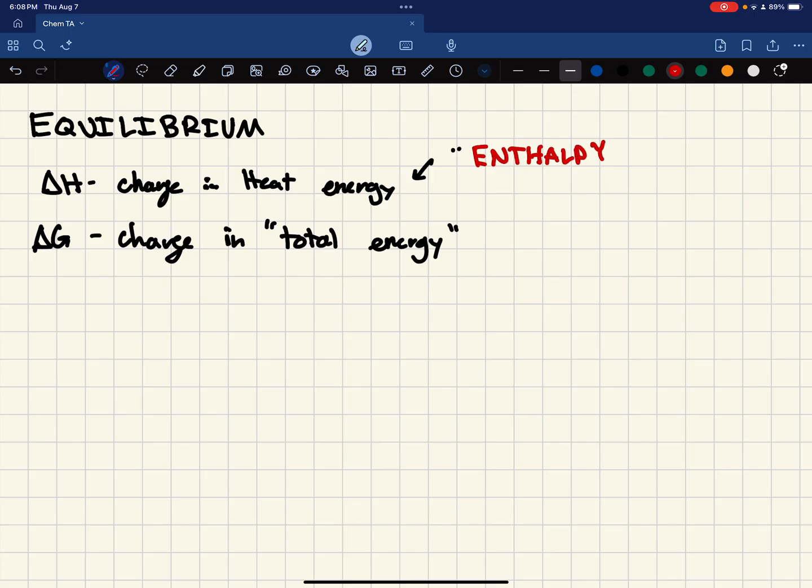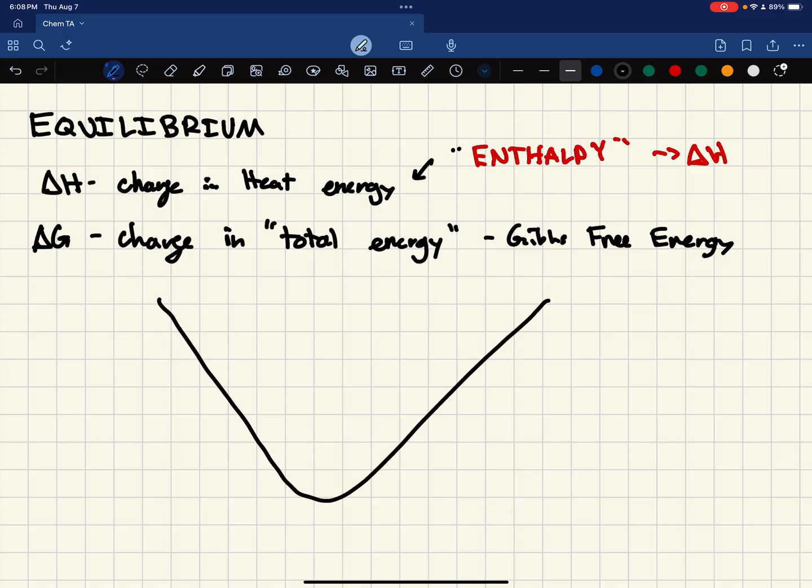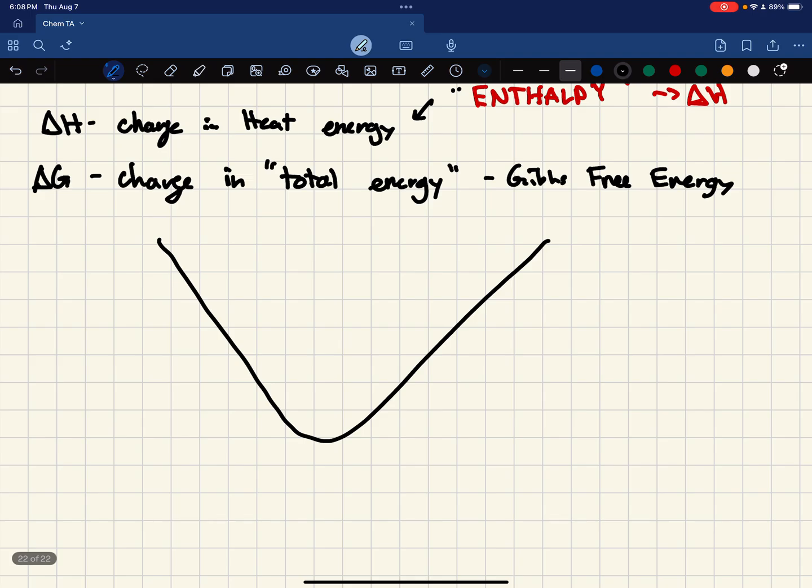Enthalpy. Okay, so this is delta H. But yeah, so our delta G, or Gibbs free energy, this is our total energy of the reaction. And basically, it's like our energy budget. It basically is saying, let me draw this here. We want our energy in the reaction to come out to be 0. We want G to equal 0.